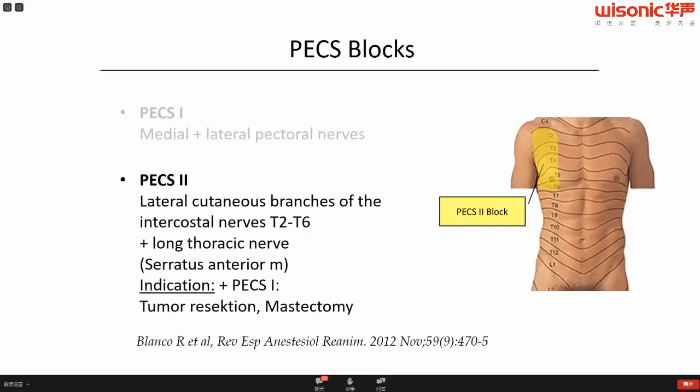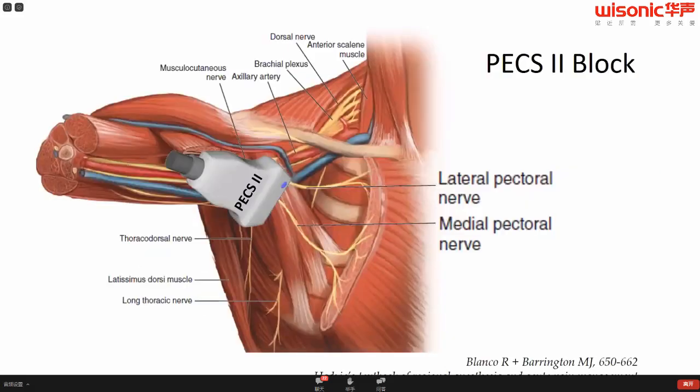With this block, you will block the lateral cutaneous branches of the intercostal nerves T2 to 6, the long thoracic nerve, which innervates the serratus anterior muscle, and indications are, together with the PEC 1 block, tumor resection of the breast or mastectomy. Here you see the anatomical picture.